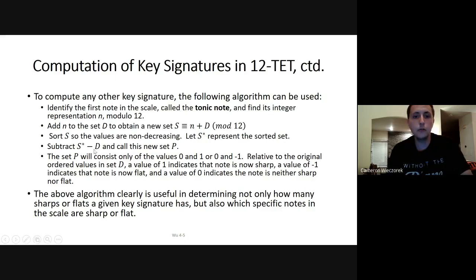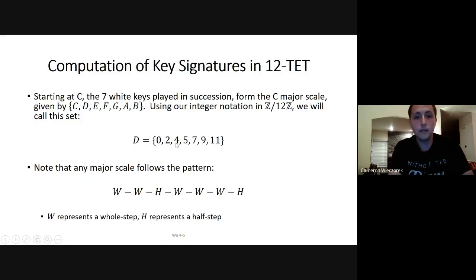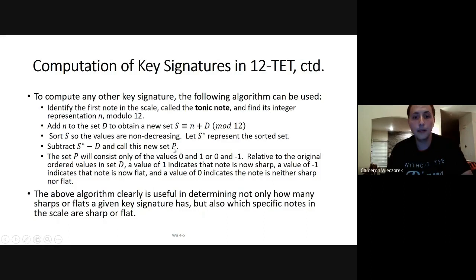The last thing I'm going to do is subtract the original set D, the original C major scale, from my set S star. And we're going to get a new set called P. This set P is only going to contain either the values 0 and 1, or the values 0 and -1. It's not going to have 1s and -1s at the same time. Positive ones will indicate that that note is now sharp in the scale, and a value of -1 is going to indicate that that note is now flat in the scale. 0 means no change. It's the same note as we started with.